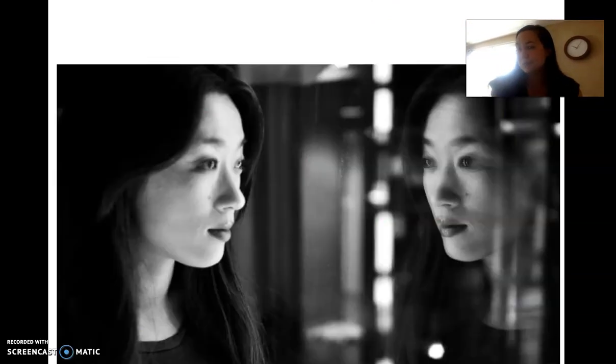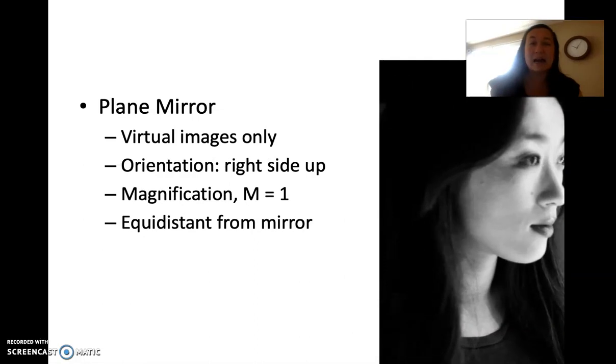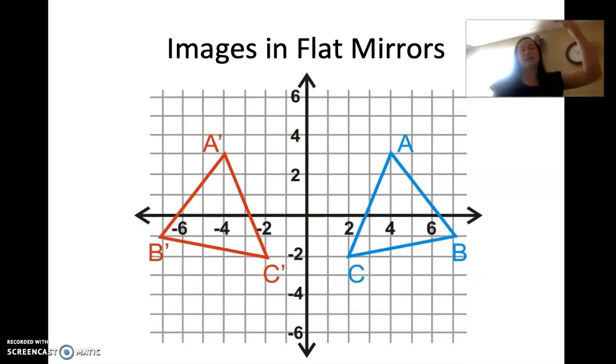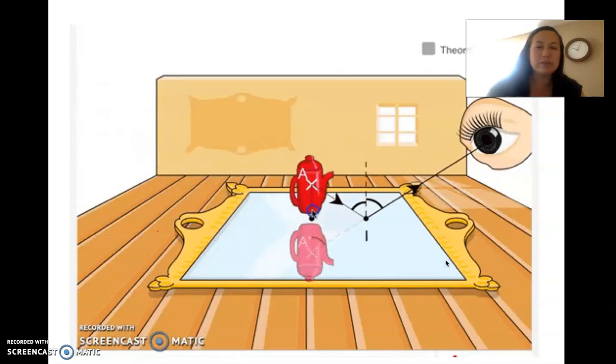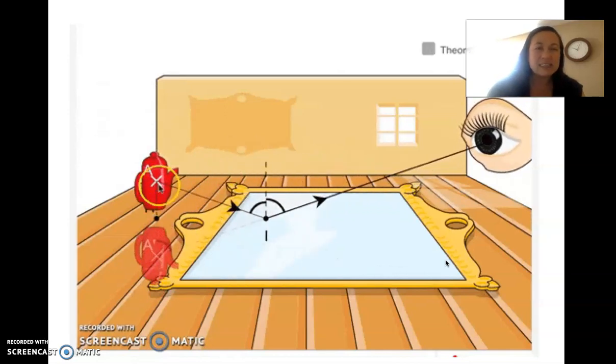So always virtual, always upright, magnification equals 1, and equidistant from the mirror. So if I'm standing 1 foot in front of the mirror, my image is 1 foot behind the mirror. In a flat mirror, this equidistant principle means that my original object, ABC, when reflected over the y-axis, causes an inversion. Notice how I can't take triangle ABC and rotate it in any way to form triangle A prime, B prime, C prime.